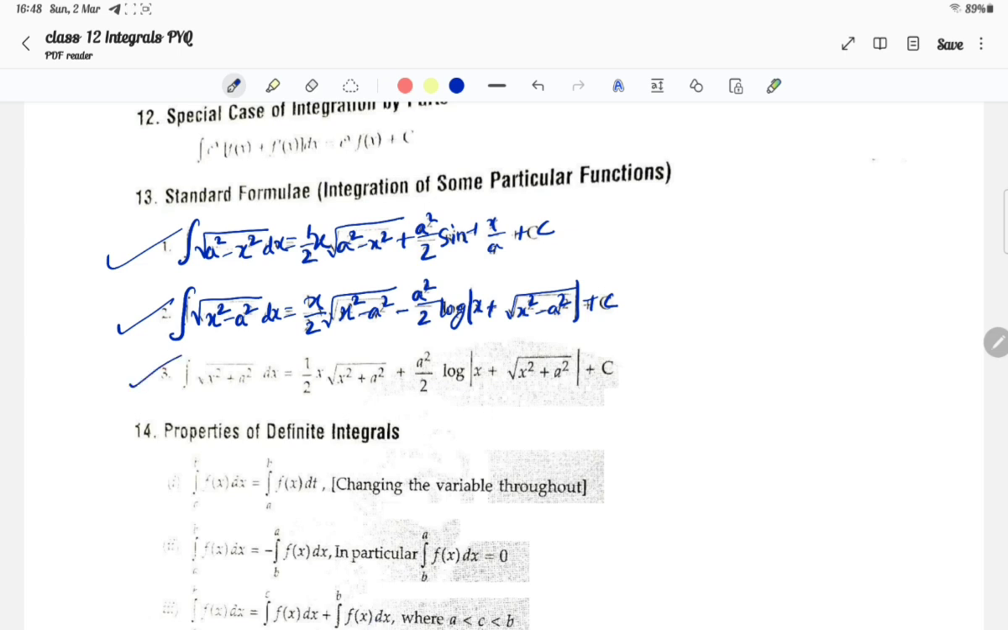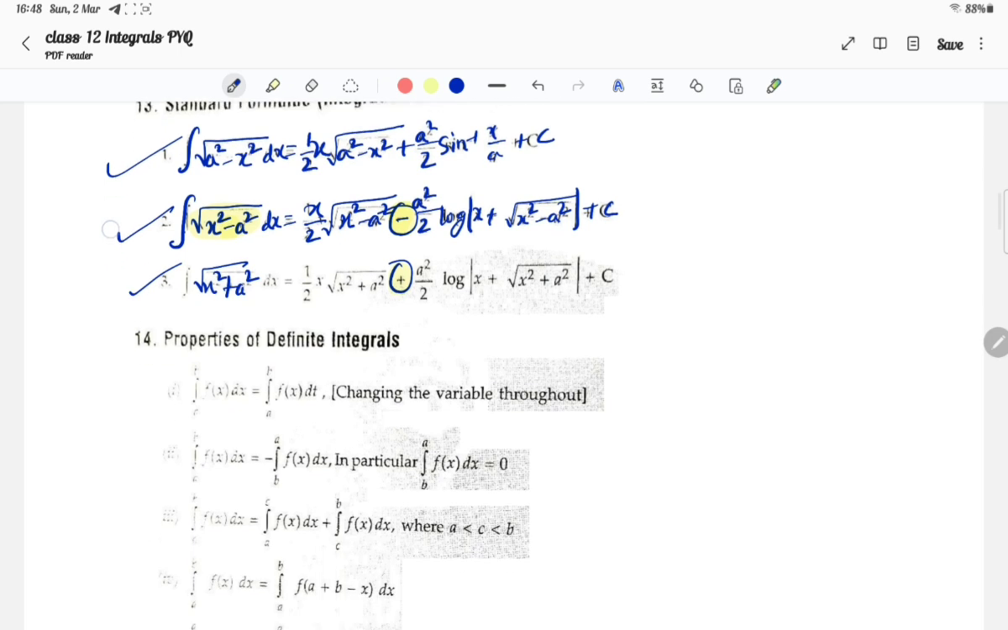Okay. And the third formula. The only difference between the second and third formulas is the plus and minus sign. The students make mistakes on that plus or minus. So root over x square minus a square, if minus is there, in between them it will be minus. If the plus sign is here, square root of x square plus a square, in that case it will be plus. So make sure you are giving the right sign.